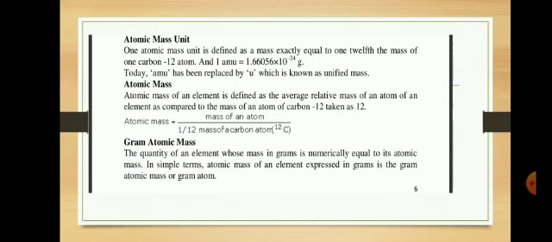Gram atomic mass. The quantity of an element whose mass in grams is numerically equal to its atomic mass. In simple terms, the atomic mass of an element expressed in grams is the gram atomic mass or gram atom.